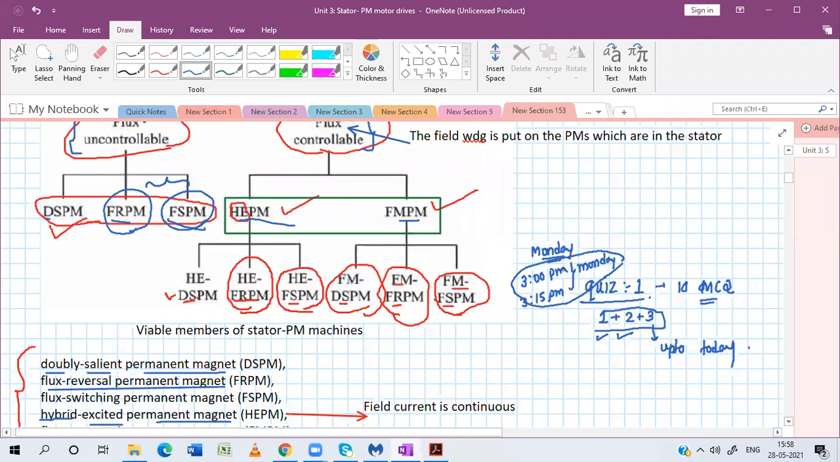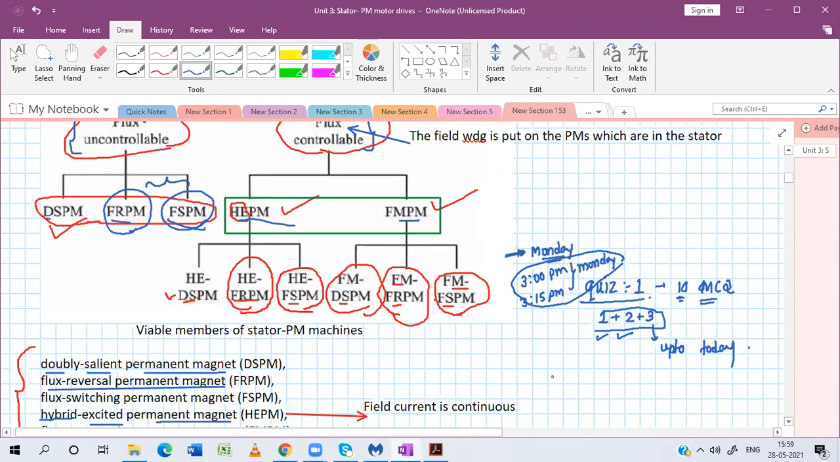Again I'm repeating, the questions will be from unit number 1, full unit number 2, and unit number 3 up to today, whatever we have done. This quiz one contains 10 MCQs. Is it clear to all of you? Yes, ma'am. Okay, on Monday.